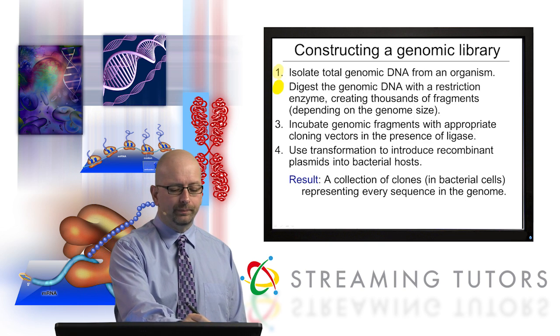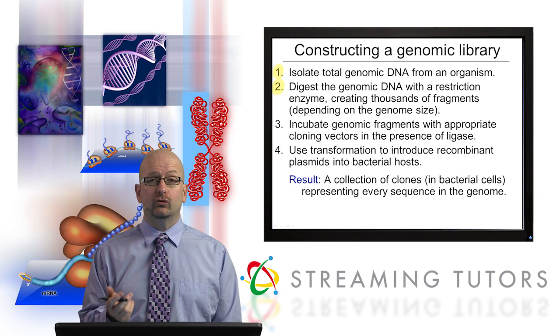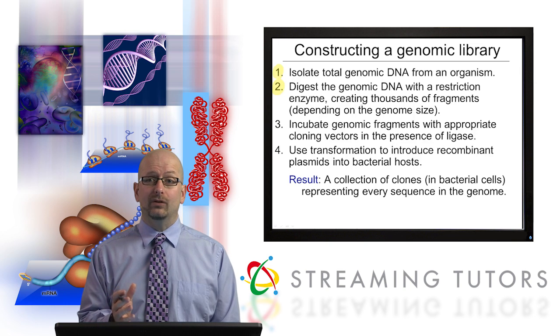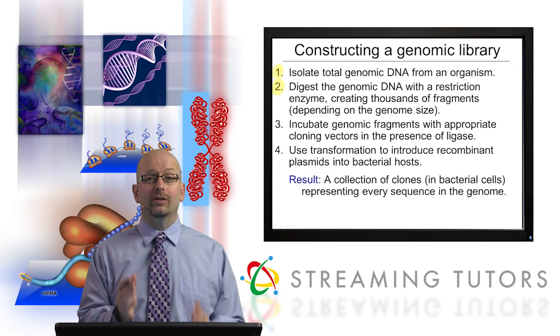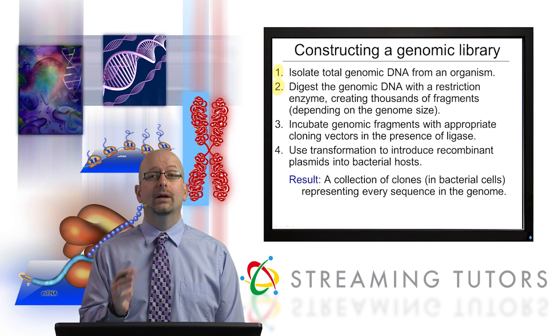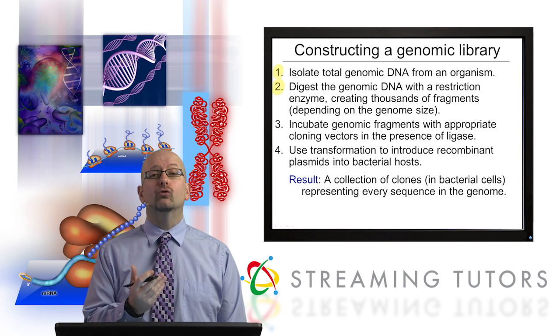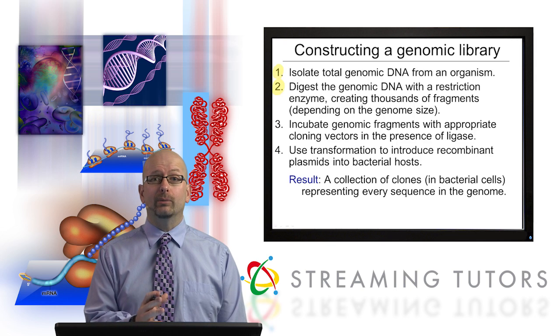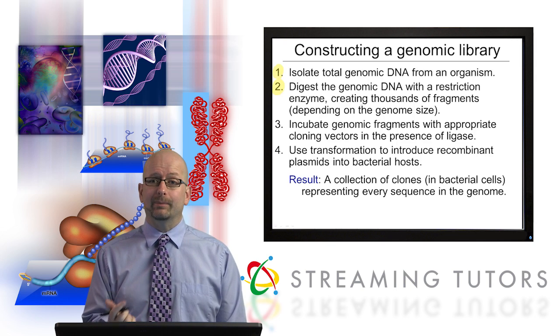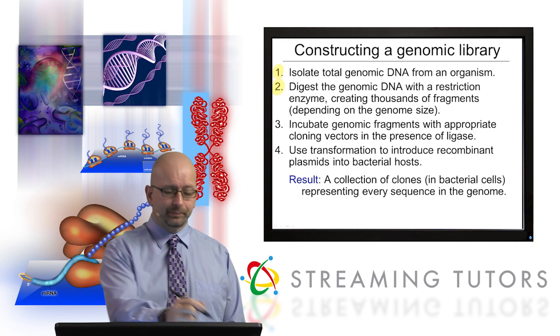Now in this case, you'd want to digest that genomic DNA with a restriction enzyme. It doesn't particularly matter which one in this case, but what you can imagine that would do is create literally thousands, if not more, fragments depending on the size of the genome, the frequency of a particular restriction enzyme recognition site. In fact, you can use those variables if you want to have more or less fragments. And then, so you've got all these different fragments.